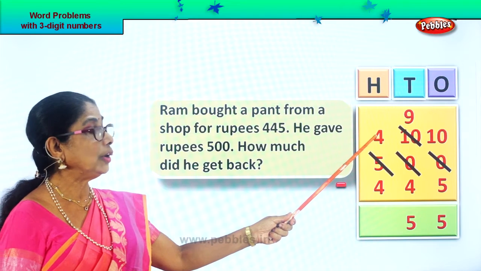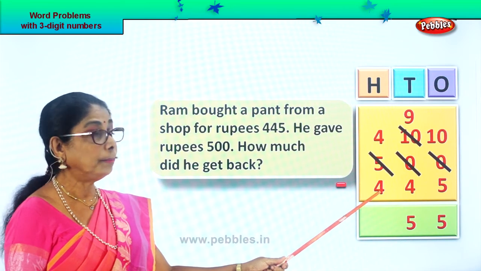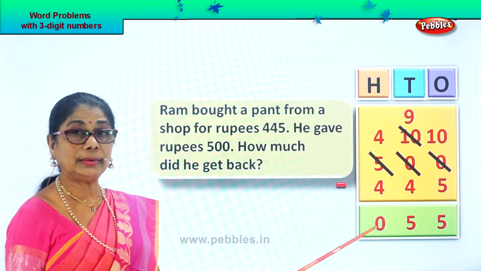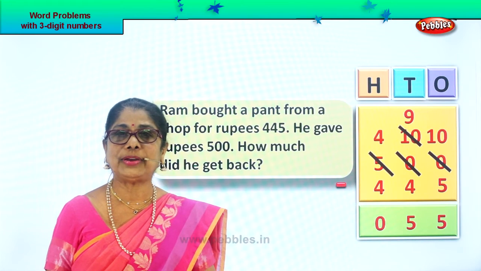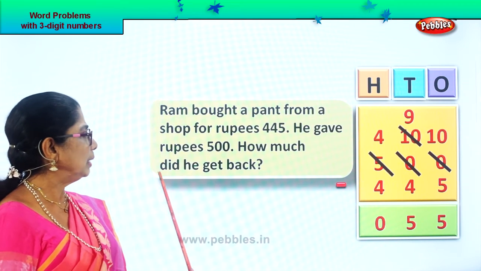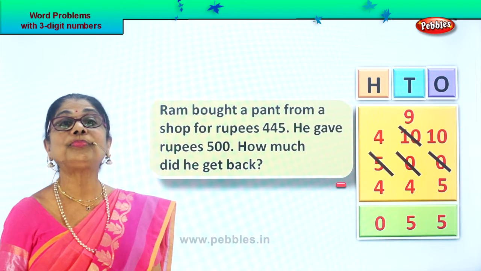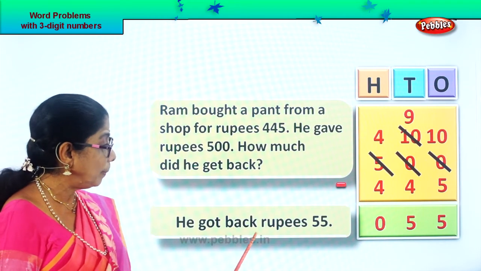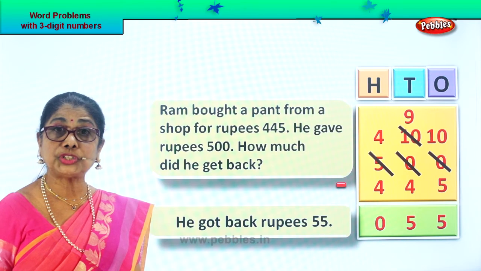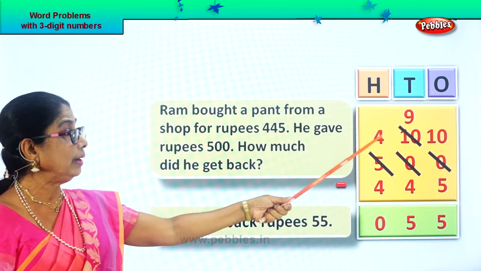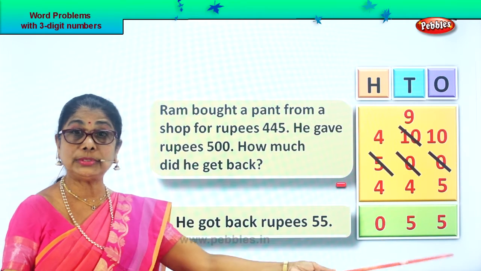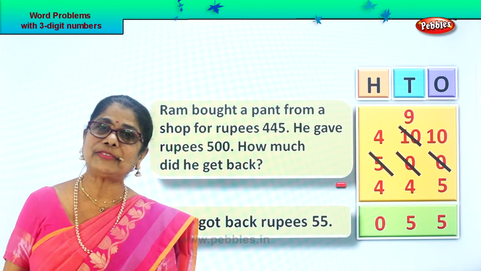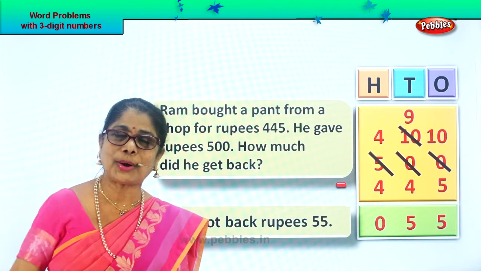In the hundreds place, we have 4 minus 4. 4 minus 4 is 0. You write 0 here. So you have rupees 55 left. The question is, how much did he get back? Ram got back rupees 55. He gave 500. 445 was the pant. He got back rupees 55 from the shopkeeper. Did you enjoy the problem?